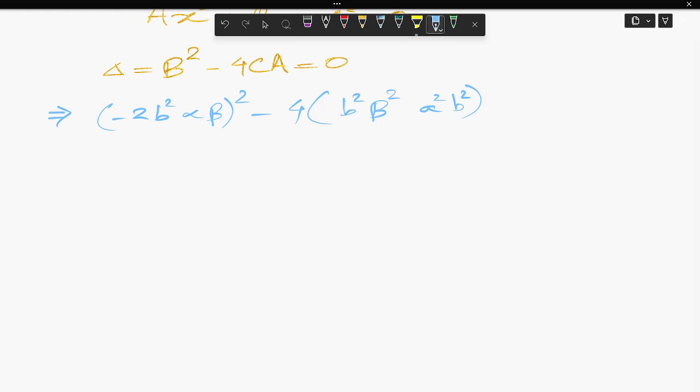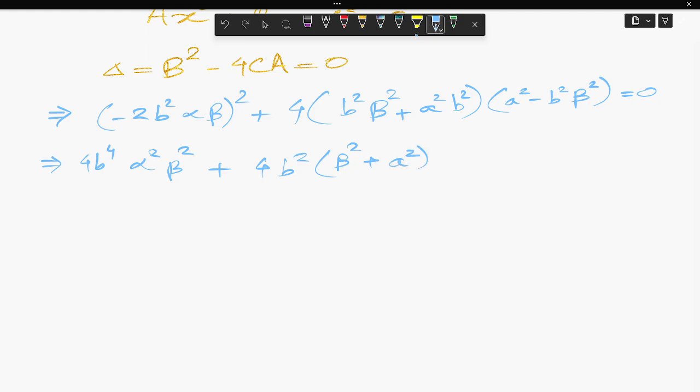Okay, let us do the plus thing here. Then we will have a square minus b square beta square equals 0. So we can write 4b square, sorry, rather it will be to the power 4 alpha square beta square, plus we will have 4b square into beta square plus a square into a square minus b square beta square equals to 0.